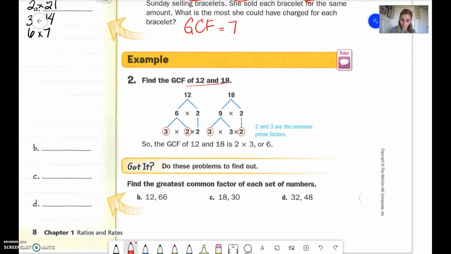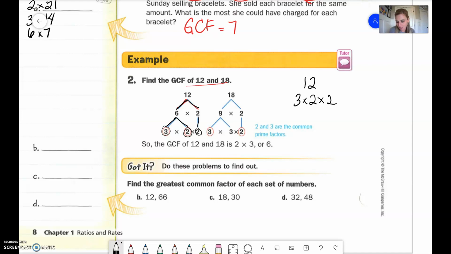So when they broke it down here, switch back to my black pen, they broke it down into 6 times 2. They brought this 2 down here because I can't break that down any farther. It's as far as it goes because it's a prime. But I can take that 6 and break it up into 3 and 2. So my prime factorization for 12 is 3 times 2 times 2.